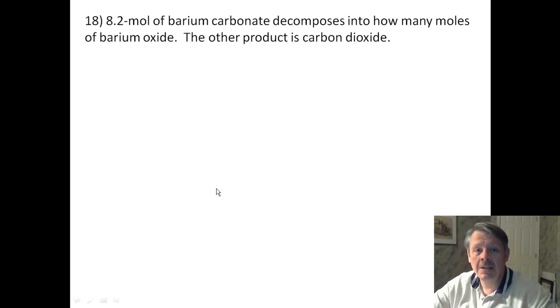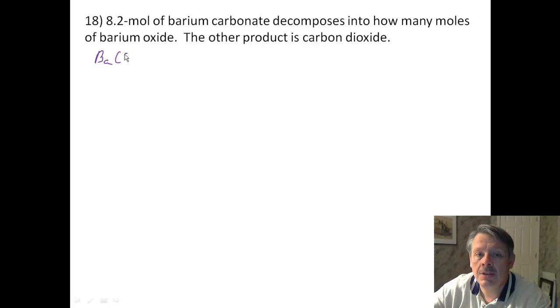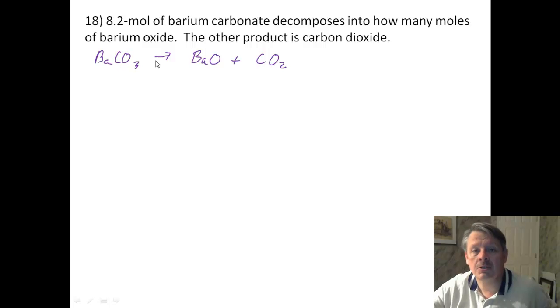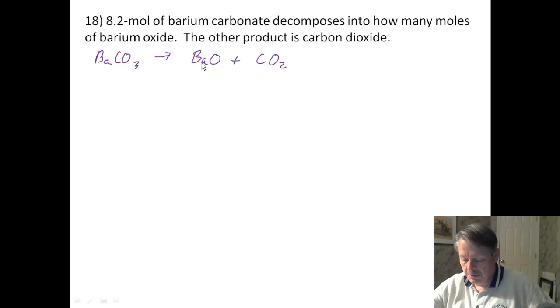How about number 18? We are starting with barium carbonate. That's BaCO3, barium carbonate, decomposes into how many moles of barium oxide? Well, that's BaO, and the other product is carbon dioxide. All right, well, let's see how this works. We've got 1 barium. Barium's +2, carbonate's -2, so that's balanced. And carbon dioxide's obvious. We have 3 oxygens, 1 carbon, 1 barium. We are balanced, which makes that really easy.